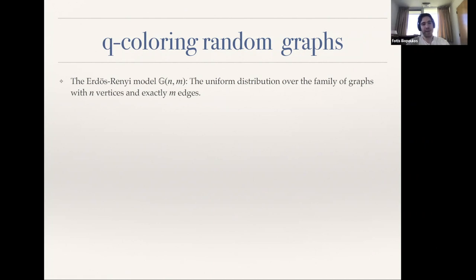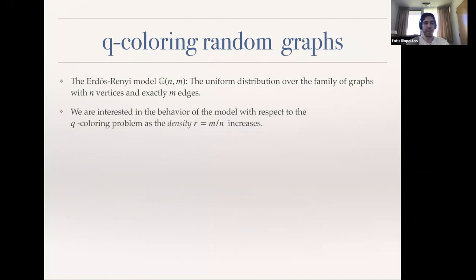In this model, what we're interested in is its behavior with respect to Q-coloring as the density, that is the ratio between the number of edges and the number of vertices, increases, or if you will, the number of constraints to the number of variables increases. You can expect intuitively that if the density is low, if we don't have many constraints, the problem is going to be doable. But if the density is large, the problem will be impossible.